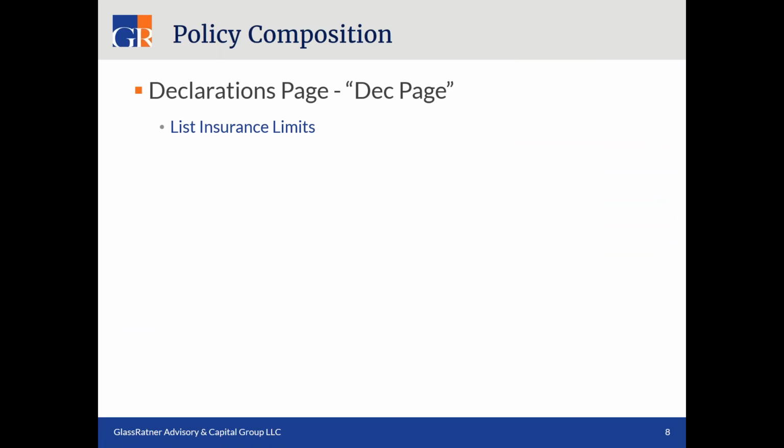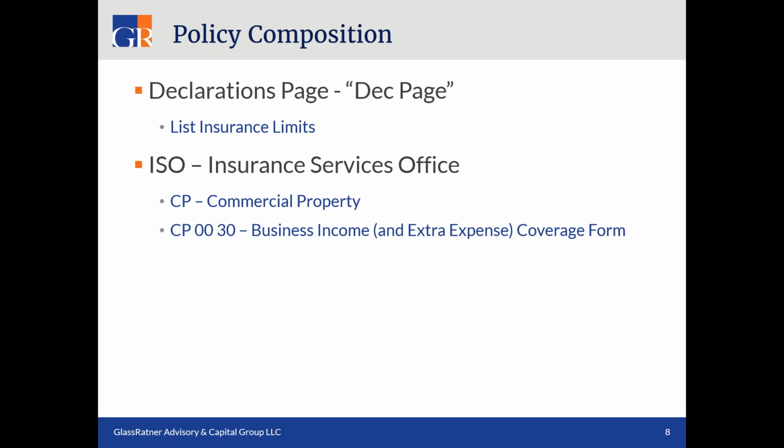So first, we're going to look at the declarations page. A lot of people just shorten it to the dec page. Essentially, a cover sheet which more or less lists the insurance limits and other terms of a typical BI policy.